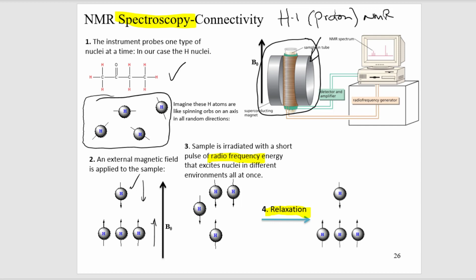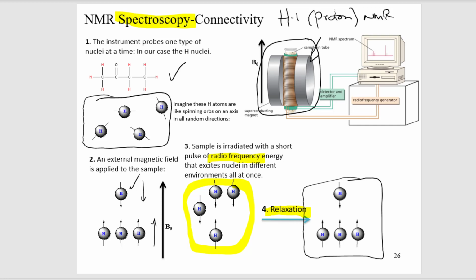No, all that's happening is that some of those hydrogens, which were aligned with the magnet, sort of jump to a higher energy state. So they maybe flip and misalign. And that's what's happening right here. But after relaxation, everything goes back to its normal low energy state. Once you take the radio frequency energy away, they all sort of realign with the magnet.